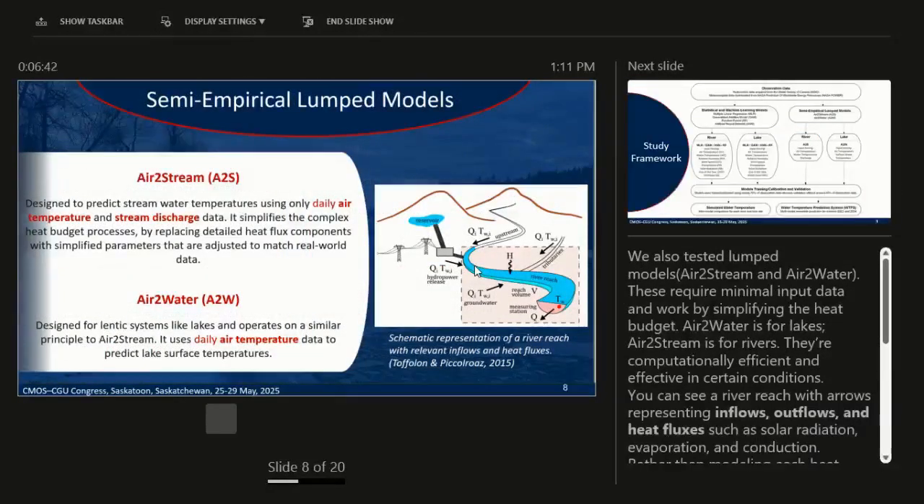So for empirical models, we use air-to-stream, which is specialized for predicting water temperature in rivers and streams, and air-to-water, which is specialized to predict water temperature in lentic bodies, lakes and reservoirs. These models are very simplified, they simplify the heat budget in the water bodies, and they are very limited in their input. For example, air-to-stream only needs air temperature, water temperature, and discharge, and air-to-water only relies on air temperature and surface water temperature.